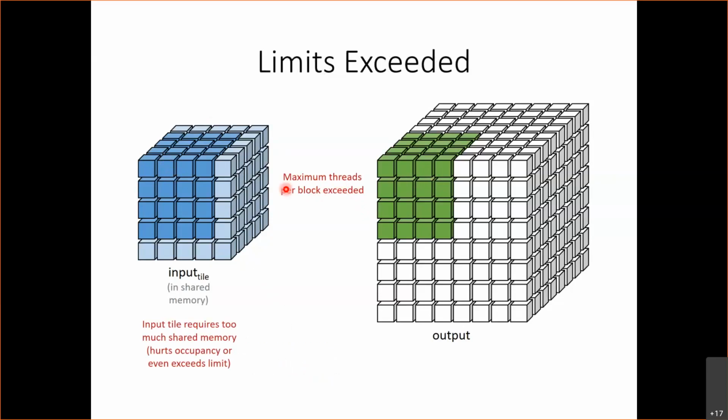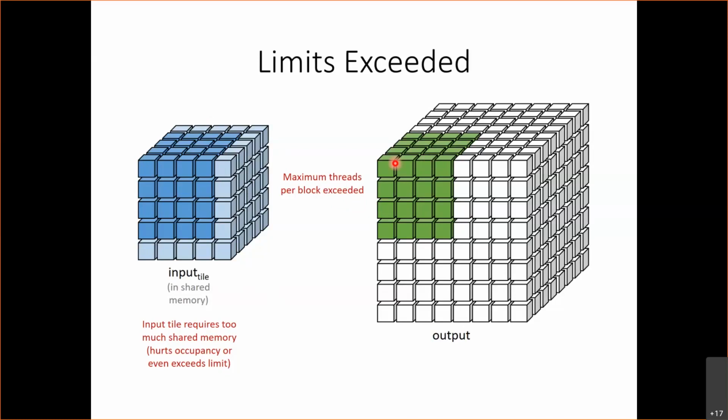We also quickly exceed the amount of shared memory that's available to us to store the entire input tile. And even if we don't exceed the amount of shared memory, we might end up using too much shared memory, which would hurt our occupancy. So the way we dealt with this, to be able to process a larger output tile without increasing the number of threads, is that we used thread coarsening.